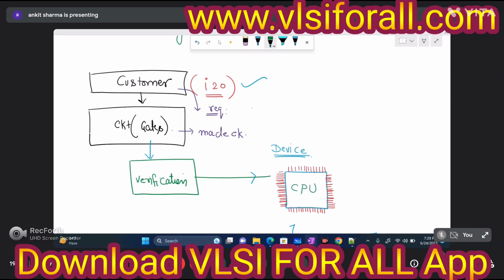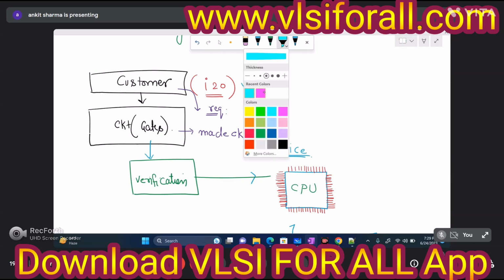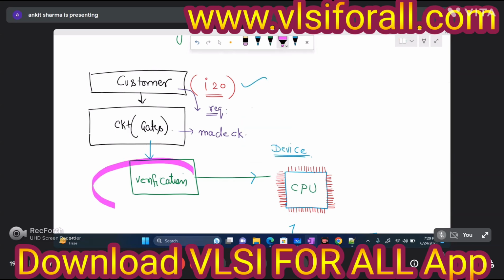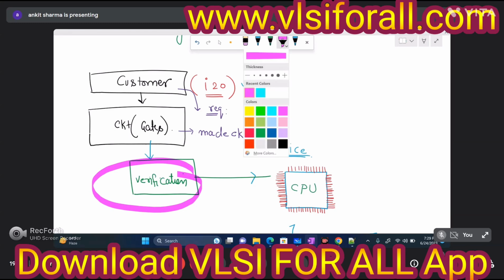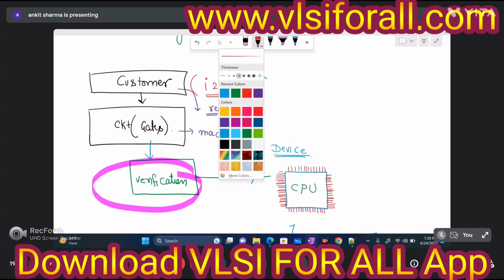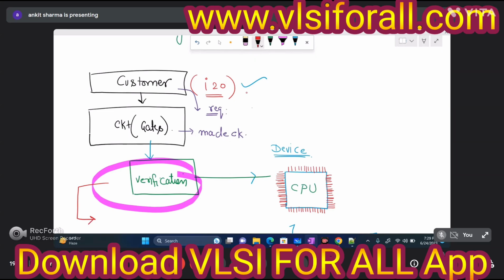By adding this block, what happens? The errors will not come into the device, and your device will work properly, right? But can you imagine manual verification of a processor? Is it possible? Can you imagine it?